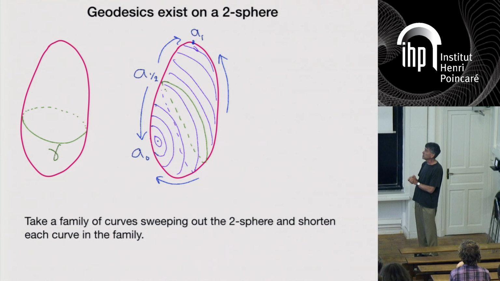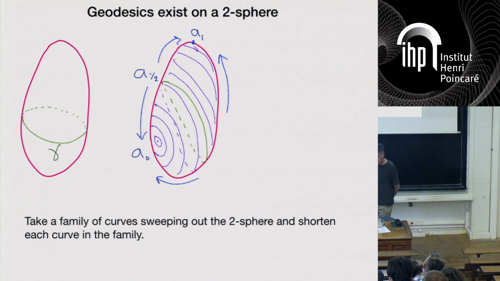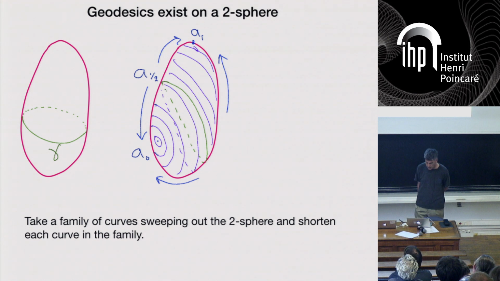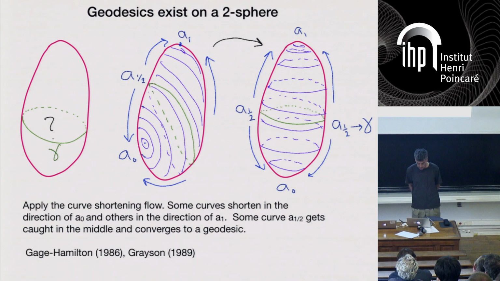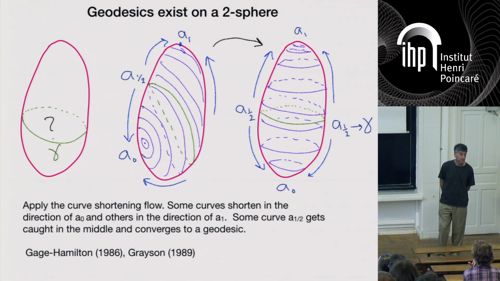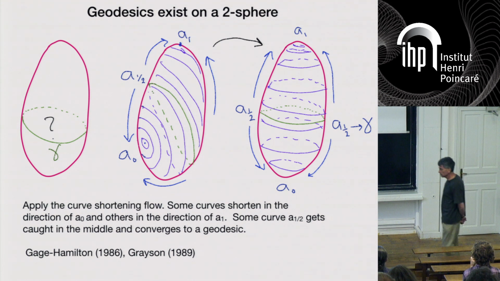Now you have this family A_t of curves as t goes from 0 to 1. The curves near the point A0 will shrink towards A0, and the curves near the point A1 will shrink towards A1. And somewhere in the middle, there'll be a curve that's sort of stuck. It doesn't know which side to flow to. If you think about what happens to that curve, you can show that it flows to a geodesic, because the family stays continuous as you flow, and each curve gets shorter with time. So there's some limiting curve there, which is a geodesic, and if you push it off to either side, you'll get shorter curves.